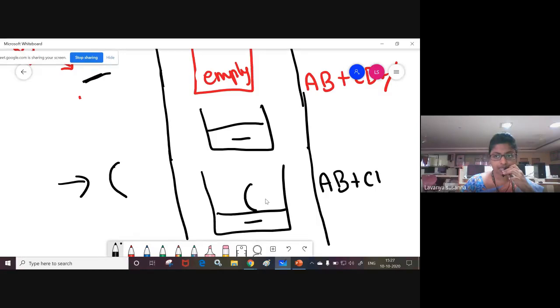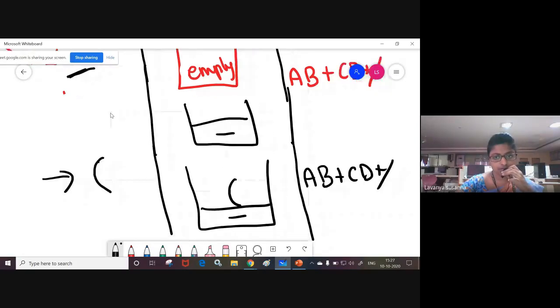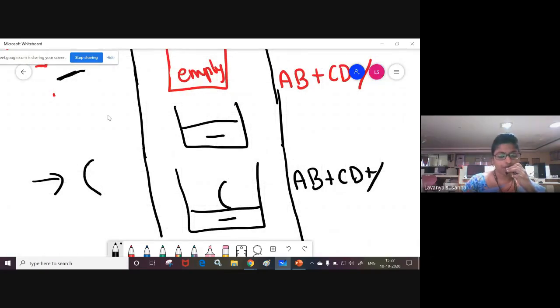A B plus C D plus divided by. Note down, students. If you got open bracket, simply push. Don't compare with anything. Push means insert. Pop means delete. Remember that. If you want to delete, you can delete only the topmost element.